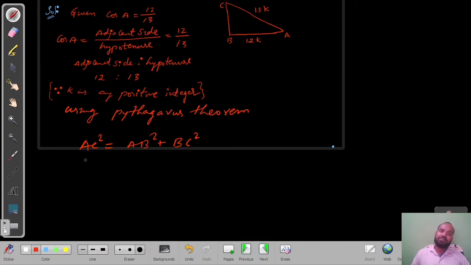Now what is AC here? AC is 13, so 13k square equals AB square, which is 12k square, plus BC, which is the unknown value, x square. Okay, right. Now x, okay, x square is enough. Right, now see here.